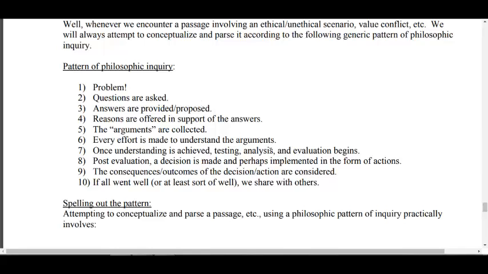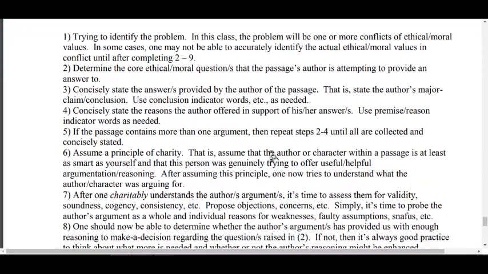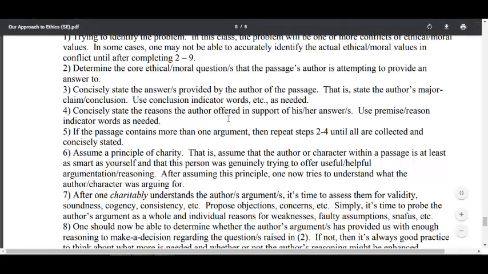And then if all went well, we share it. Or even if it went badly, sometimes sharing a failure is not necessarily a bad thing. We can learn from failure. In many cases, we often do. And in this, I've spelled it out, kind of giving everyone more of an idea.